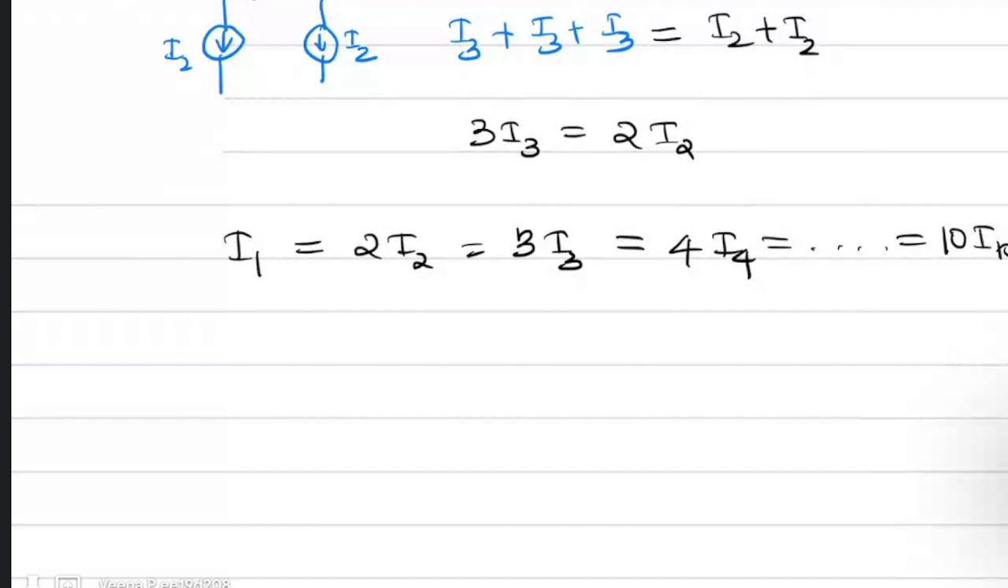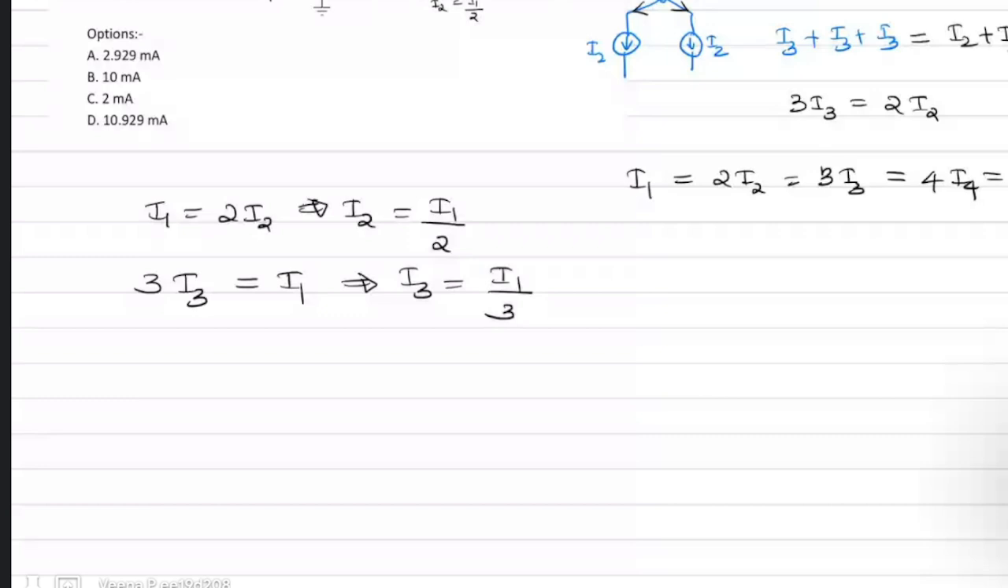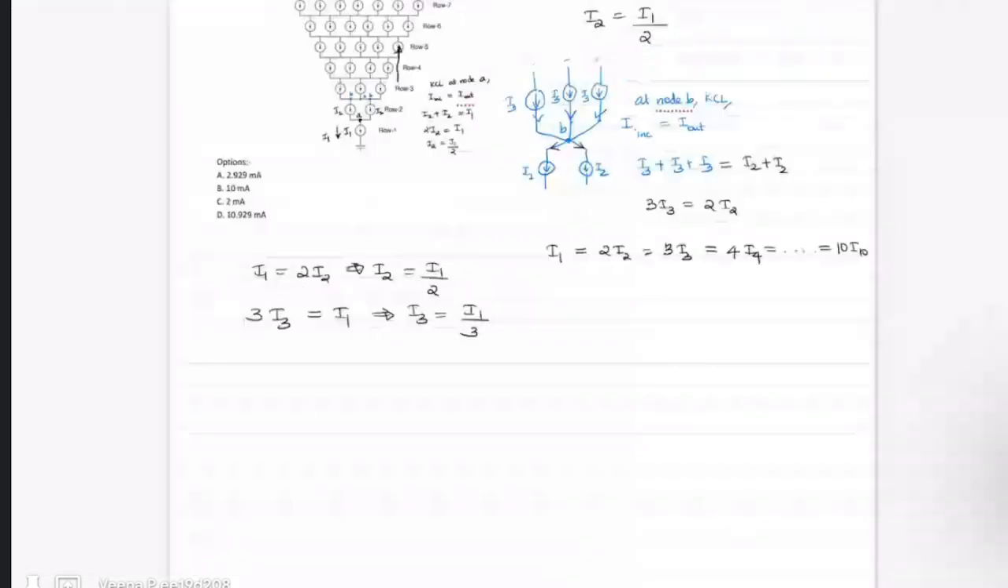So we have written I2 in terms of I1. Now, let us write I3 in terms of I1. You know 3I3 is equal to I1, which implies I3 is I1 by 3. Similarly, I4 will be I1 by 4, so on, and I10 will be I1 by 10.